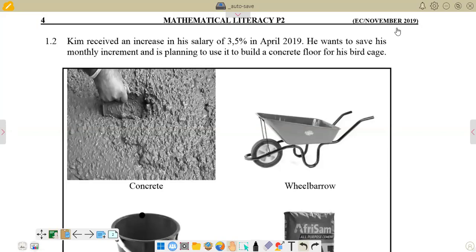Hello there. Welcome back to Mathematical Literacy Grade 10. In this video, we want to look at the question paper of November 2019. And then we are going to look at question 1.2 of that paper.